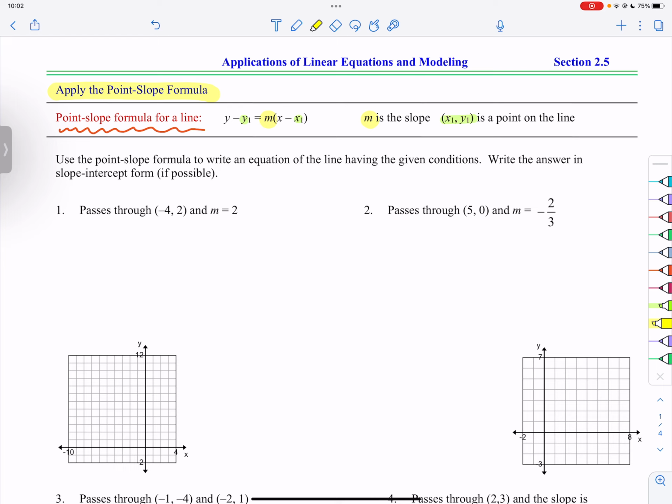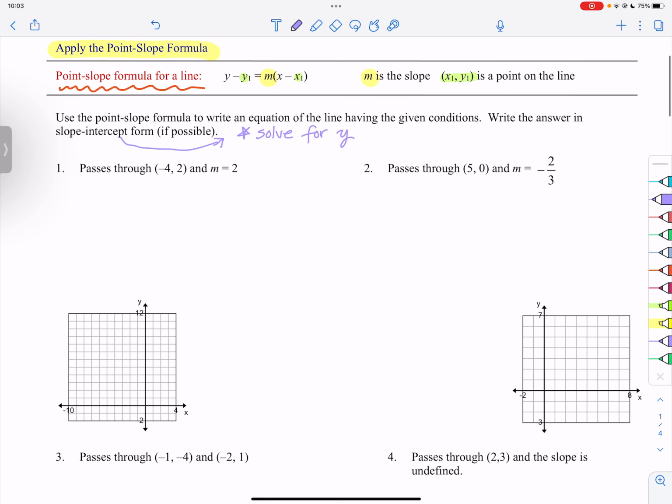Use the point-slope formula to write an equation of the line having the following conditions. Write the answer in slope-intercept form if possible. So once we use the point-slope formula, then we'll solve for y to get this slope-intercept form. Okay, so we have a point and we have a slope.